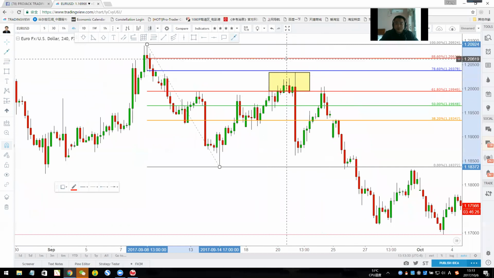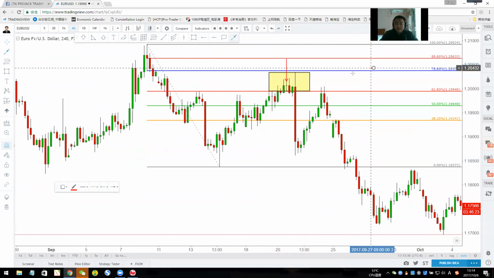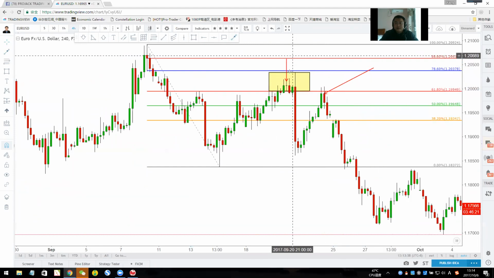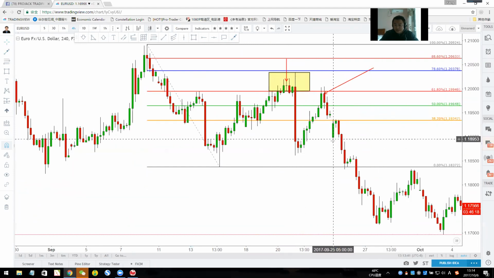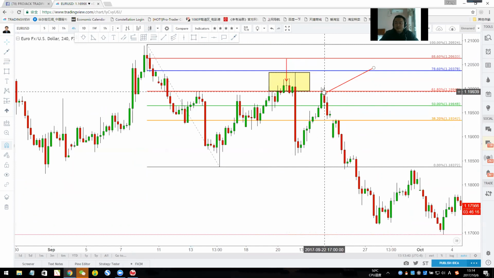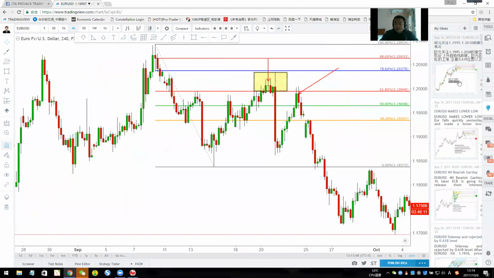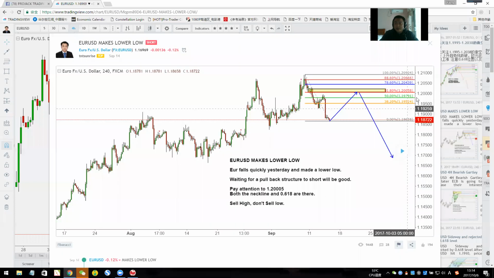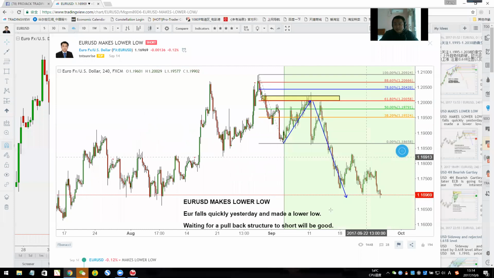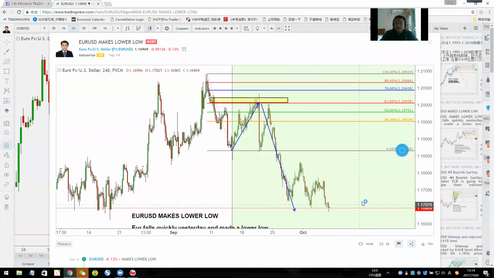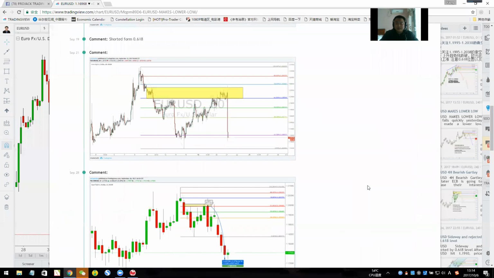This is what we call the two try rule. First try rejected, second try rejected, and it forms a lower high. So this is telling you that the euro will go down. And look at the short we caught. You can see that it's perfect, from 1.20 and just going down to 1.19. It just hit the first target.